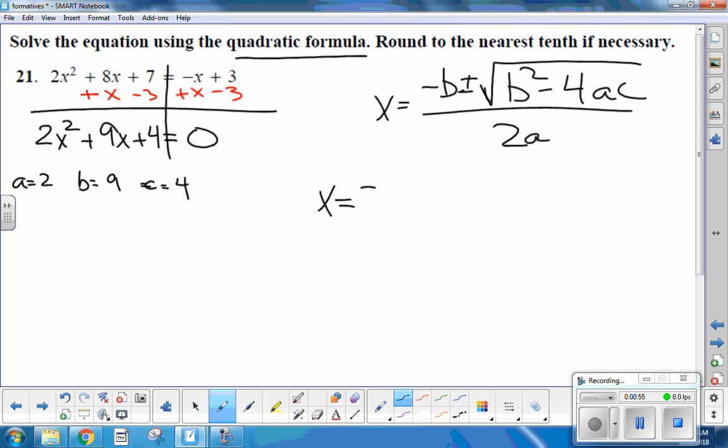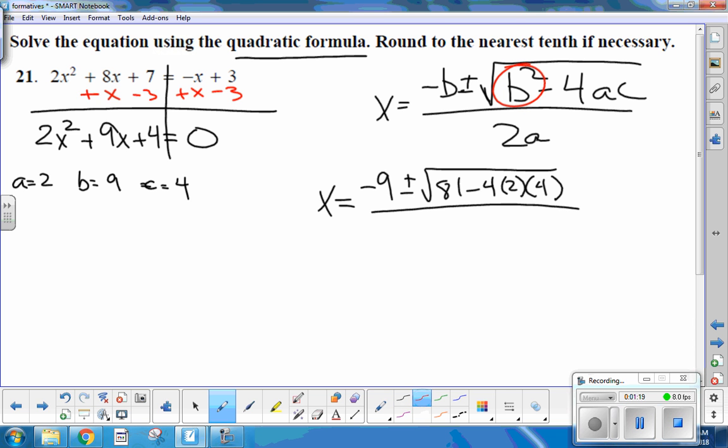X equals the opposite of B, plus or minus the square root of B squared. I always kind of do that either in my head or in my calculator, and I need to remember that B squared will always be positive no matter what B is. In this case, it's 9 squared, which is 81, minus 4 times A times C, all over 2 times A. I always like to do this in my head or in my calculator. In this case 2 times A is 2 times 2, which is 4.